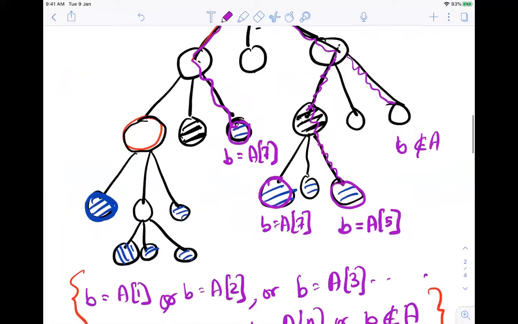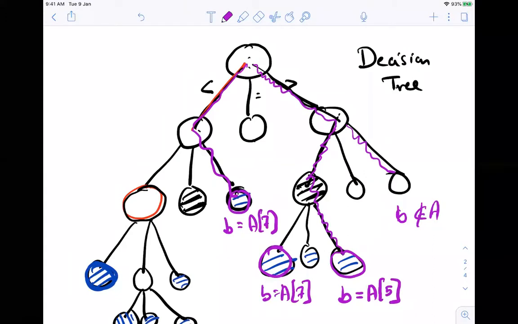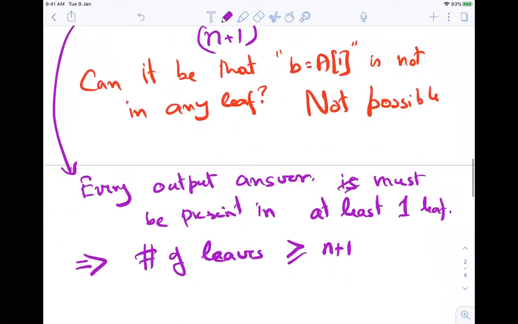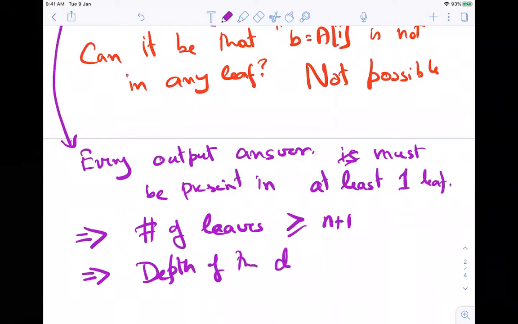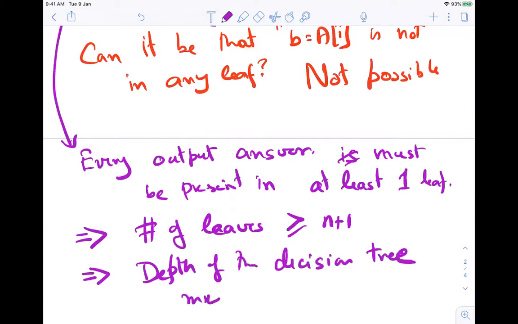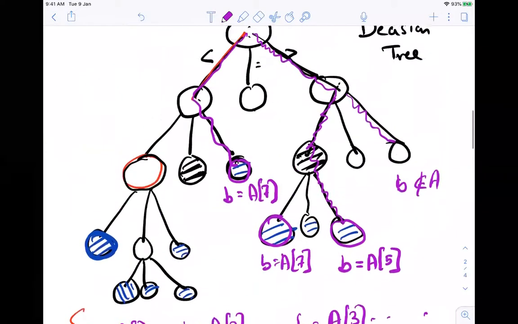Now look at it. This is actually not a binary tree, it's a trinary tree, a three-way tree, right? In a three-way tree, this is something I'm not proving. You guys go and find out or prove it. It means that the depth of the decision tree must be bigger than log to the base 3 of n plus 1.